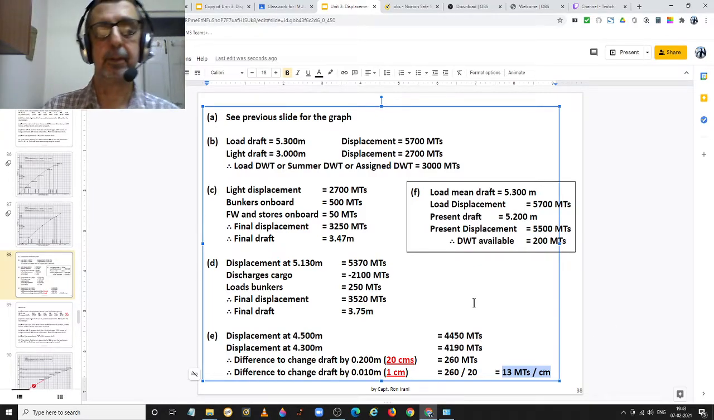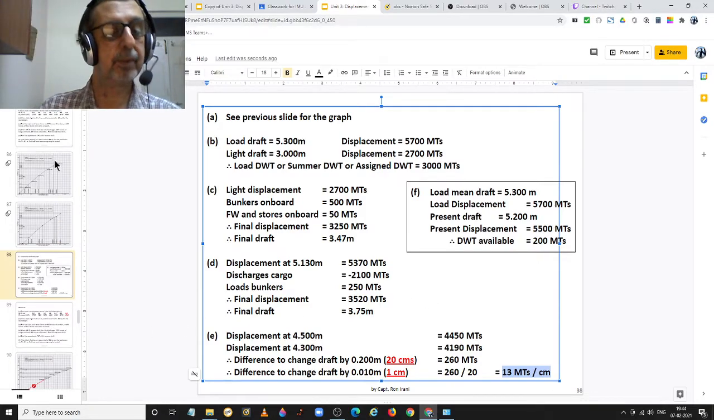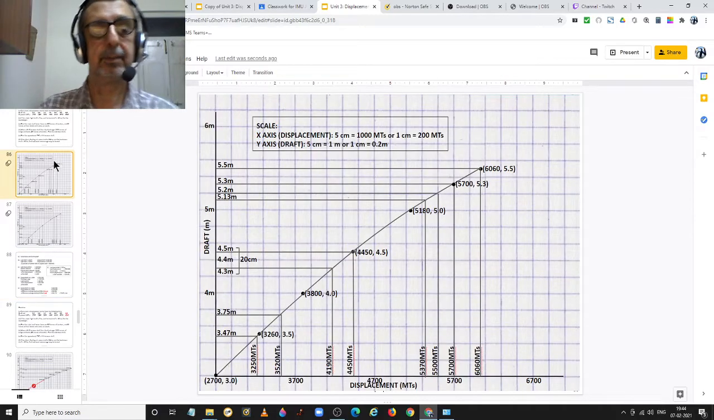Part F of the question is, if the ship is floating at a mean draft of 5.2 meters and the load mean draft is 5.3 meters, find how much more cargo can be loaded. So at 5.3 meter draft and 5.2 meter draft, we have to see the displacements.